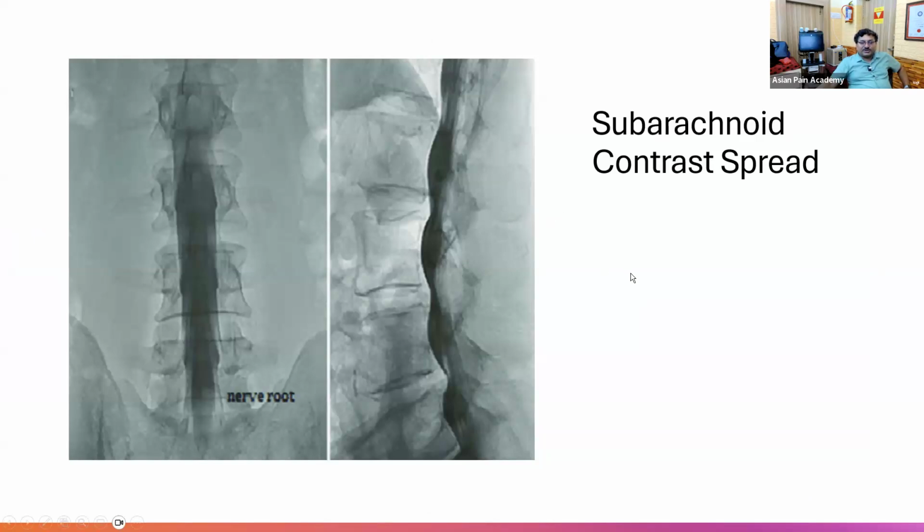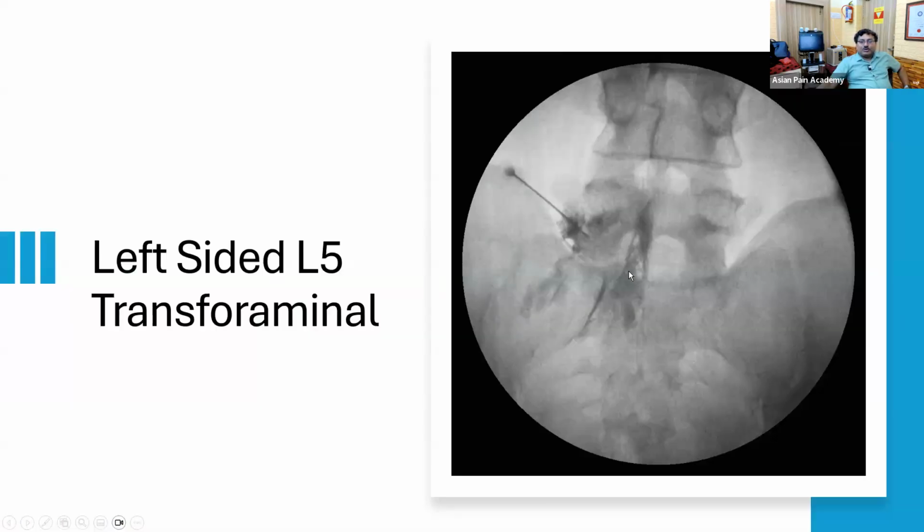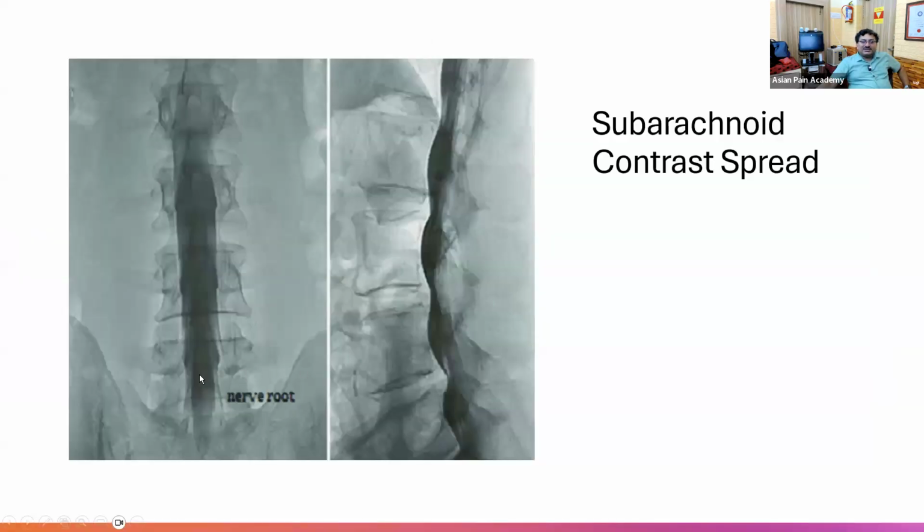So it's subarachnoid spread. I have told you that the epidural spread is heterogeneous. Epidural spread is patchy. Epidural spread moves around the nerves. Here you can see neither of these characteristics are there. It's a homogeneous spread. It is actually showing a myelograph type of picture. Previously, when the MRI was not there, we had to find out the disc prolapse also. The dye is injected within the subarachnoid space, and then a photograph is taken to find out the disc prolapse.